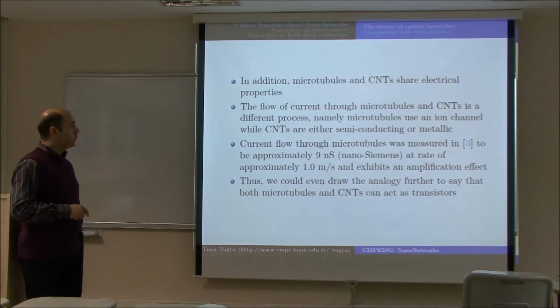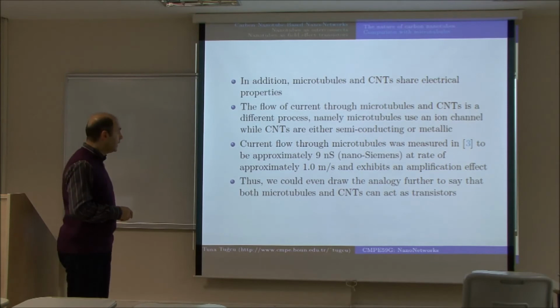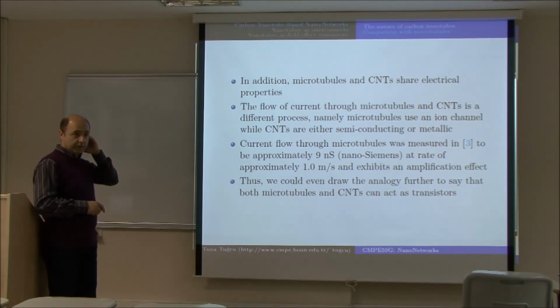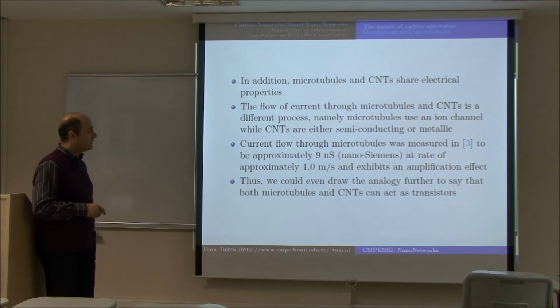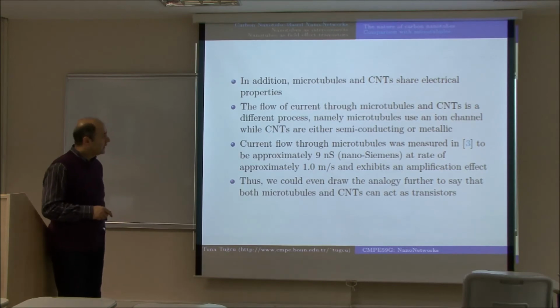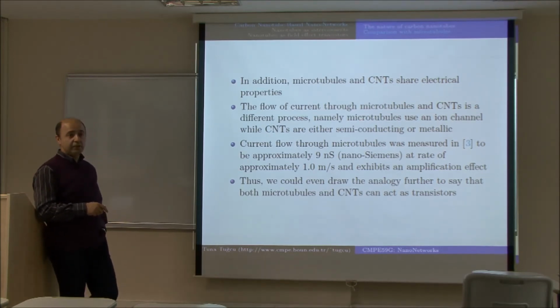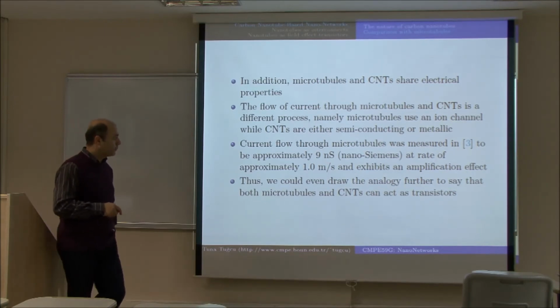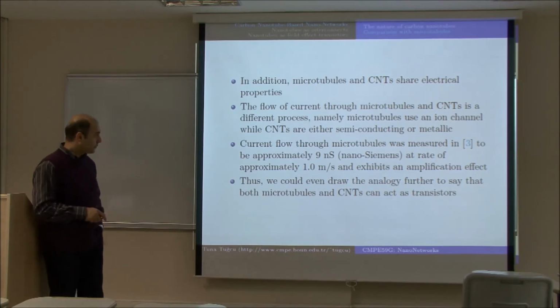The microtubules and the carbon nanotubes share similar electrical properties. The flow of the current through the microtubules and carbon nanotubes is a different process. In the microtubules, you have an ion channel for transporting electricity, whereas in the case of carbon nanotubes, you have semiconducting properties or the metallic properties for the transfer of electricity.